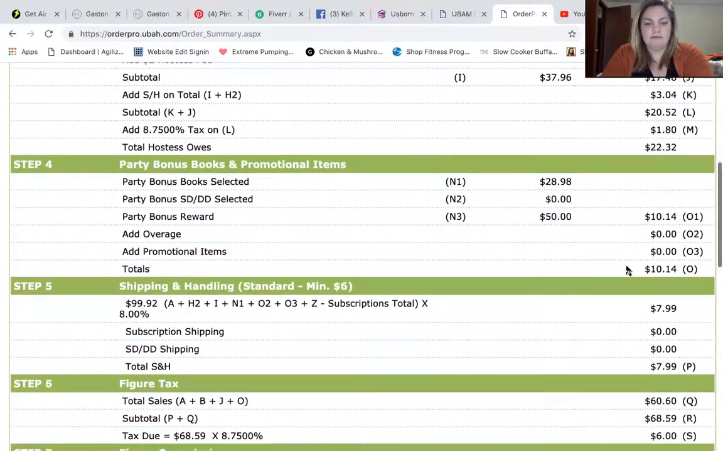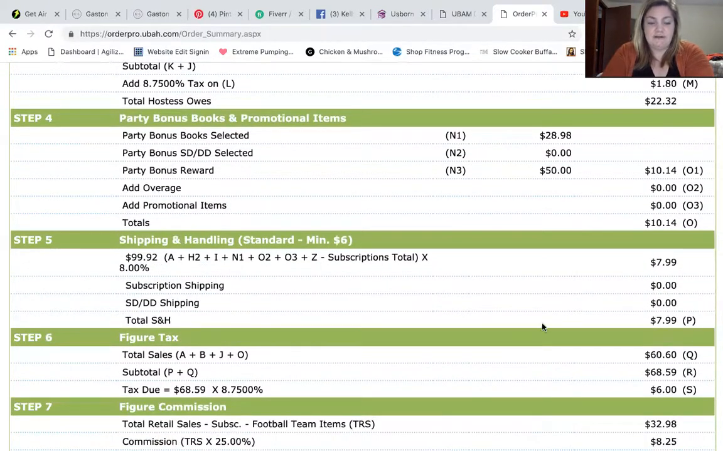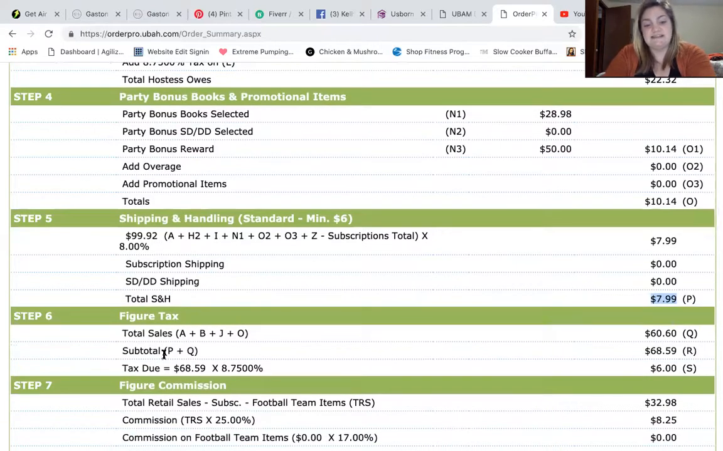Then we're going to talk about shipping, which is step 5. At the bottom here, total S&H, $7.99 is what I would put there. Then the very next section is step 6, which is tax. So here at the bottom, it says tax due. It does show you their tax rate and the amount of books that they're getting taxed on, which is everything, including party bonus books. I do make them pay all of this. So that's $6 in tax. And then for every single hostess, you always keep that $2 hostess fee with my little parentheses explanation. I never get questions about it. If you do, let me know if you need help.